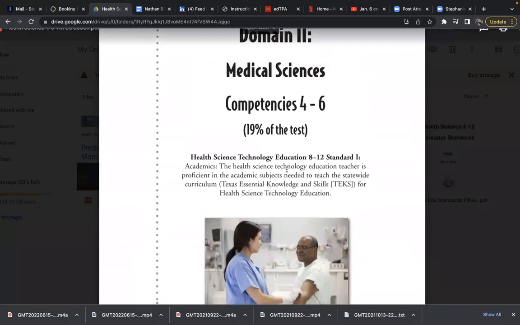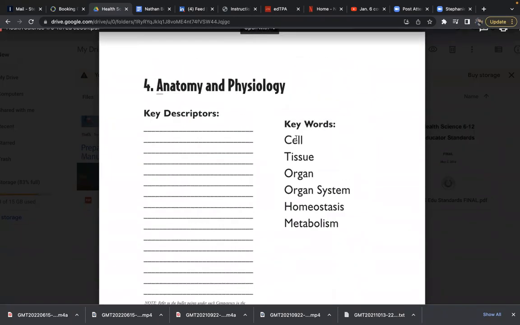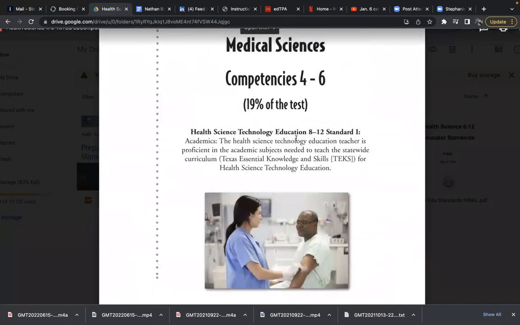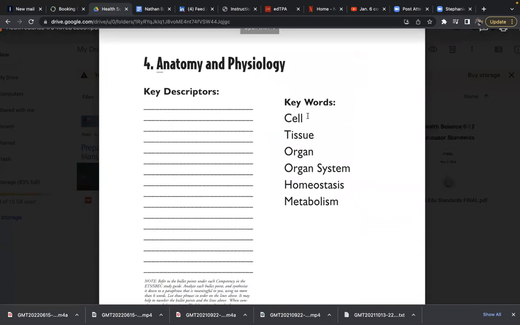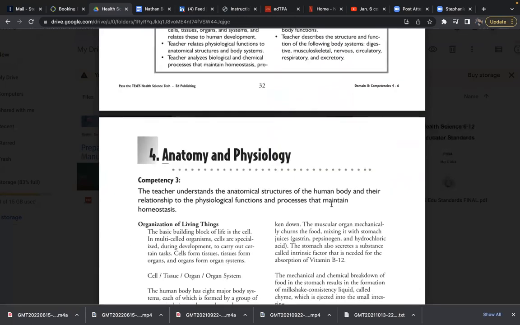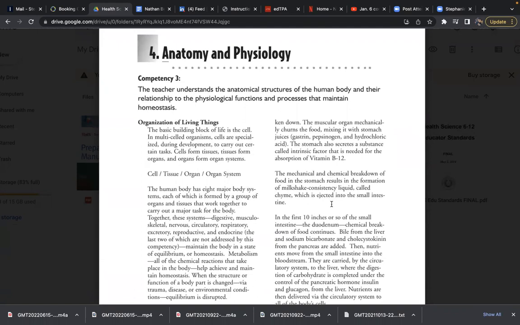And remember, it all comes from standard 1, which is your understanding of, oh wait, there was a lot more than that. Competency 4 is over biology, like human growth and development, cells, tissues, organs, organ systems, homeostasis, and metabolism. So competency 3 is the teacher understanding the anatomical structure of the human body. So it's anatomy and physiology.